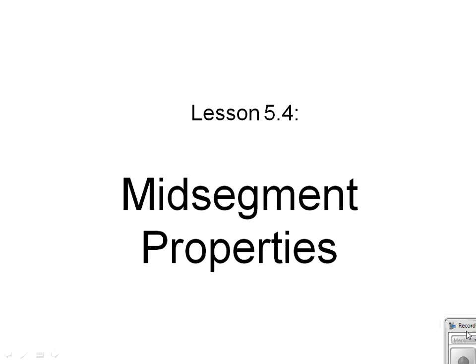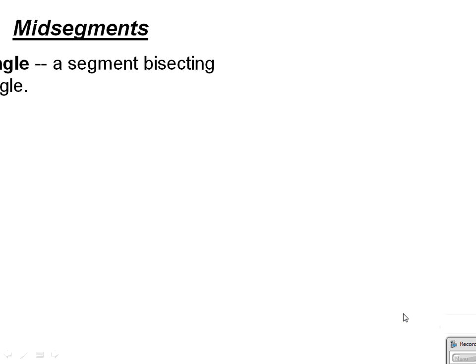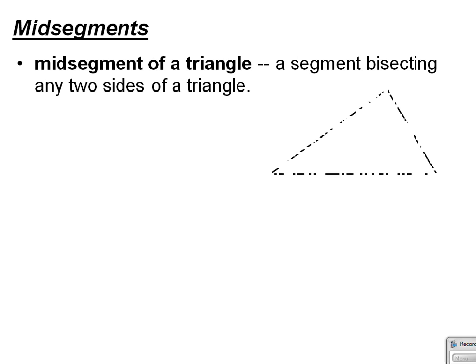Lesson 5.4 on mid-segment properties. Now, mid-segments were discussed previously back in Chapter 2 for a brief moment, but let's go back and revisit them. A mid-segment of a triangle is a segment bisecting any two sides of a triangle.